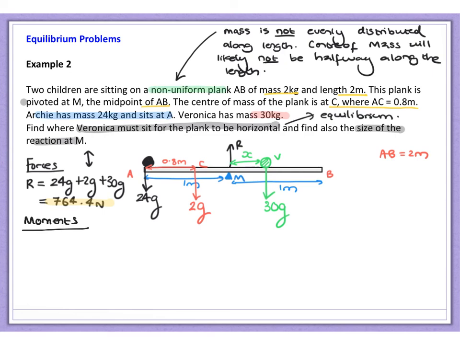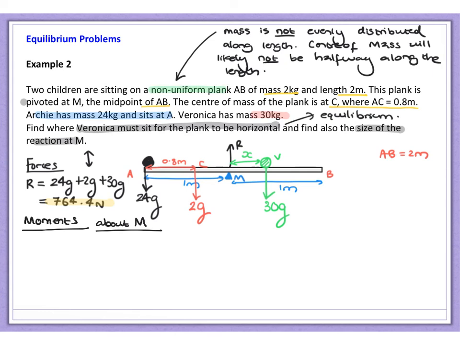Ultimately, if you take moments about a point at which a force is acting and there's no perpendicular distance from that pivot point to that force, you will eliminate that force from your calculation, which may make the situation a little bit easier. I'm going to take moments about point M. So in yellow, I'm going to mark on the direction of each of the moments produced by the other forces.